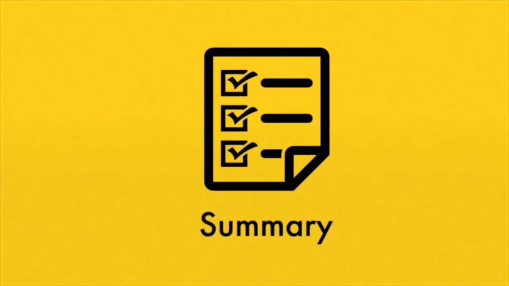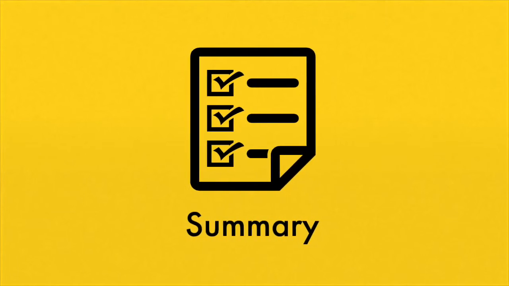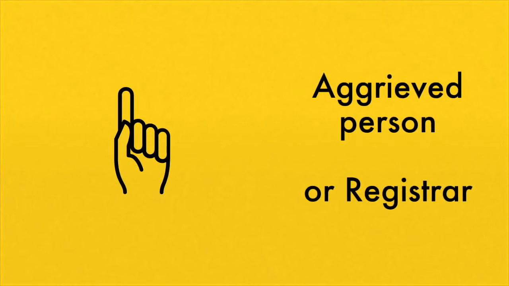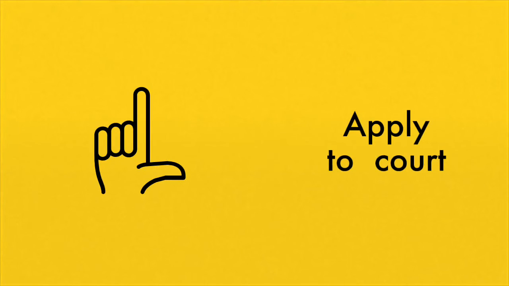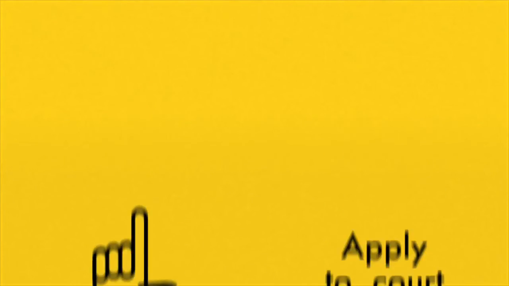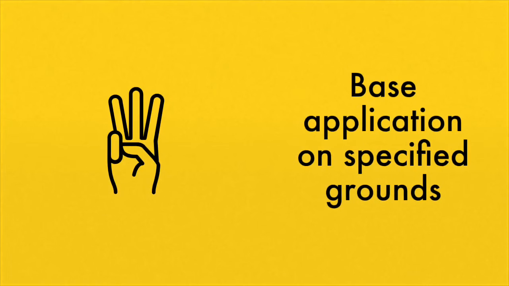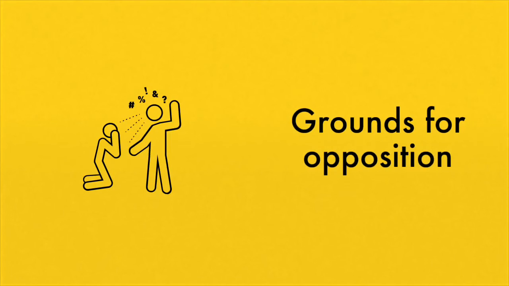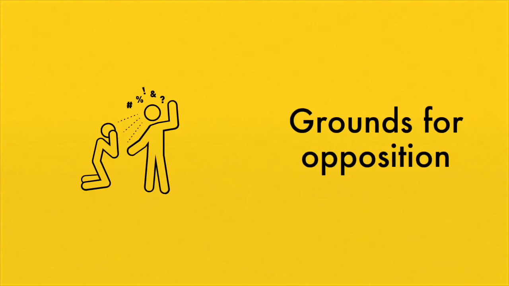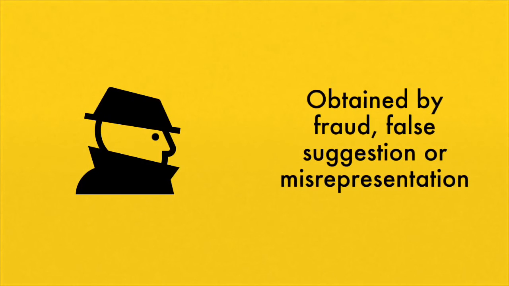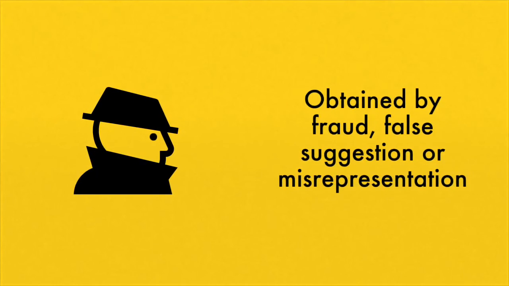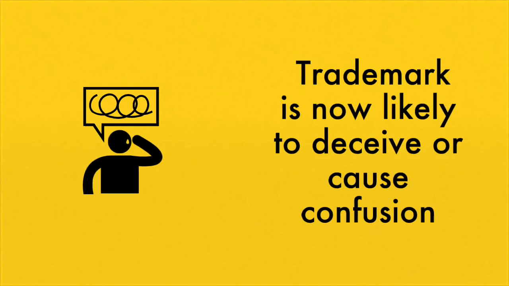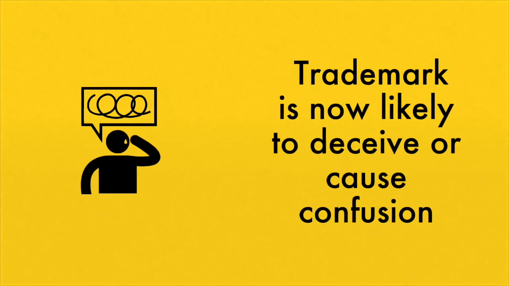So, in summary, let's just go back through the main points again. To cancel or amend a trademark under Section 88, you must: 1. Be an aggrieved person or the registrar. 2. Apply to a prescribed court. And 3. Base your application on specified grounds. These are any of the grounds available for opposition or rejection of a registration, except that the mark cannot be represented graphically; that the application or an amendment to the entry in the register was obtained by fraud, false suggestion or misrepresentation; or that the trademark is currently likely to deceive or cause confusion.